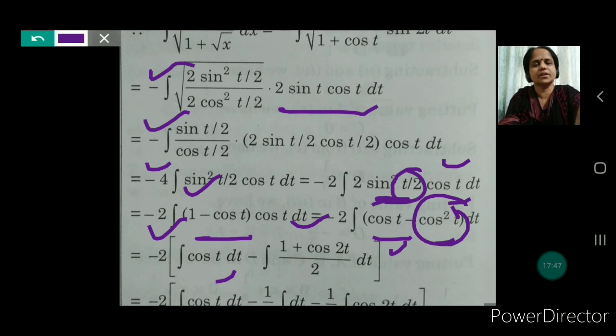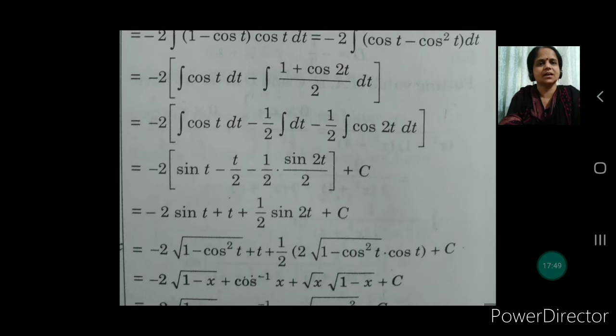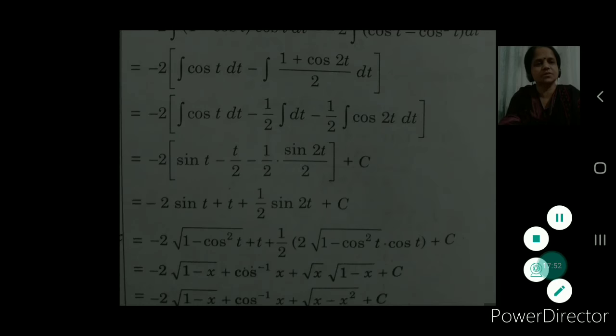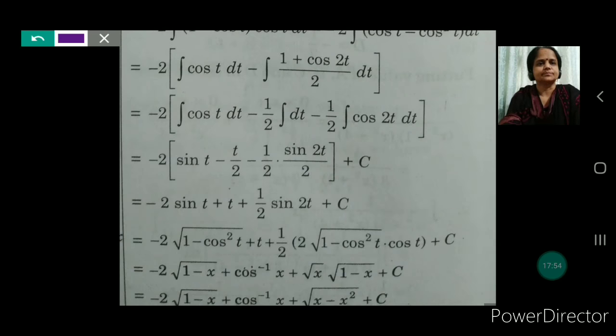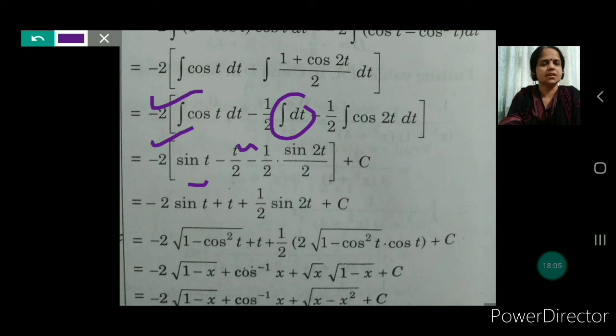Now get the integration, you will get the answer, and at last you have to substitute the value of t. Now in the next step, students, find the integration. Integration of cos t is sin t, and integration of dt is t. Here it is integration of cos 2t, so it is sin 2t by 2. So finally you will get minus 2 sin t plus t plus 1 by 2 sin 2t plus c.